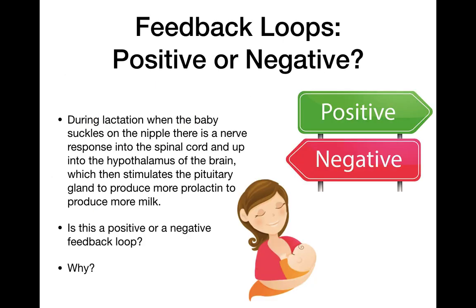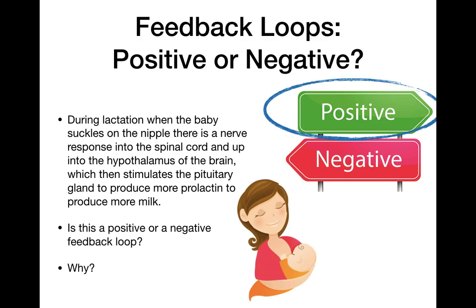Okay, so let's look at some examples. Here's one example, a physiological example. During lactation, when the baby suckles on the nipple, there is a nerve response into the spinal cord and up into the hypothalamus part of the brain, which then stimulates the pituitary gland to produce more prolactin, which is a hormone, to produce more milk. So is this a positive or negative feedback loop, and why? Pause and think about it.